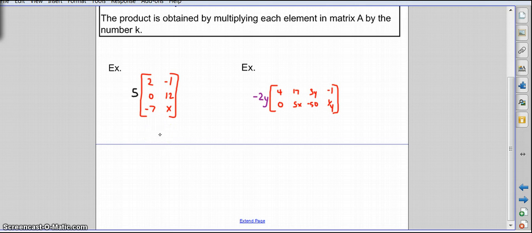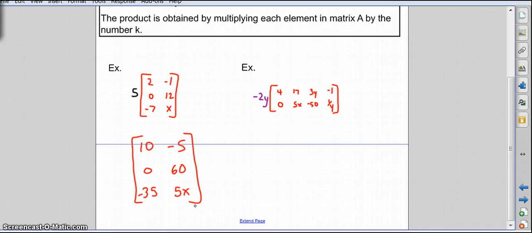And in the end, I'm simply going to find my product by multiplying 5 by each element inside this matrix. So what does that look like? Well, 5 times 2 is 10, 5 times negative 1 is negative 5, 5 times 0 is 0, 5 times 12 is 60, 5 times negative 7 is negative 35, and 5 times x we can only write as 5x. This is still a matrix, so I'm going to put my brackets around it, and look at that, we ended up with another 3 by 2 matrix.